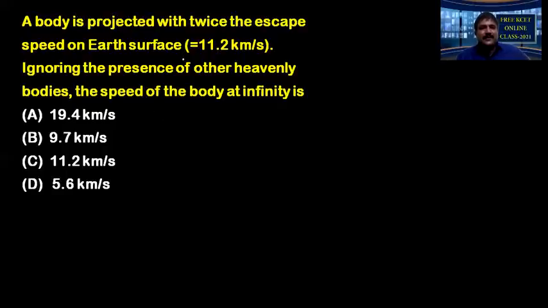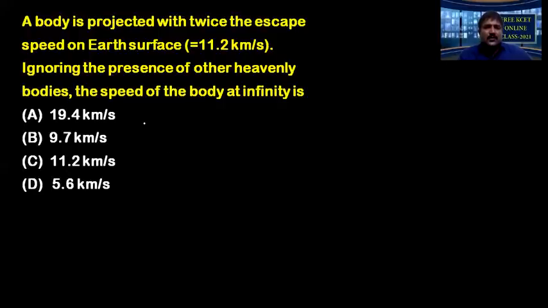Now, I previously explained the concept: if the body is given more than the escape speed, it will possess some kinetic energy even at infinity. Potential energy at infinity is 0, but it will have certain kinetic energy and certain velocity. So we can apply the law of conservation of energy to this problem. Total energy on the Earth's surface is equal to total energy at infinity. And here they gave the second part: there are no other heavenly bodies to produce a gravitational field and produce certain potential energy. So that is not possible.